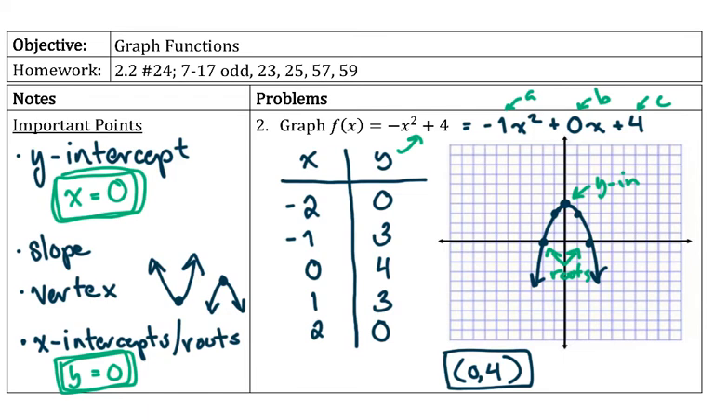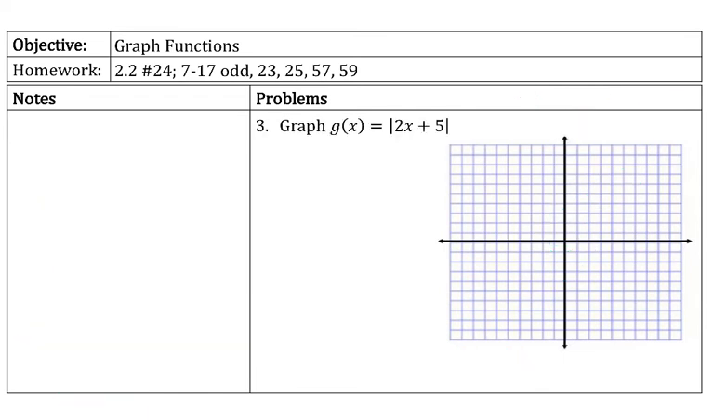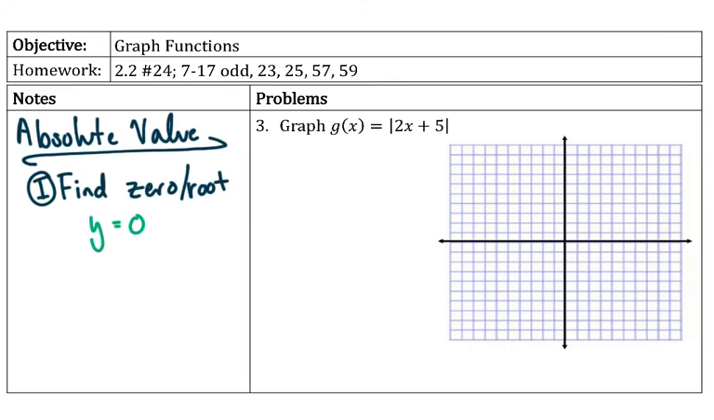The last kind of graph that I would expect you to be able to do by hand is an absolute value graph. Now, the way that you want to do absolute value is you want to find where the 0 is. So that's where y equals 0, or the root. So in this case, we'll say 0 is equal to the absolute value of 2x plus 5. Now, since there's no positive or negative 0, we don't have to worry about separating these. So 0 is equal to 2x plus 5. Minus 5 divided by 2 is negative 2.5 is equal to x.